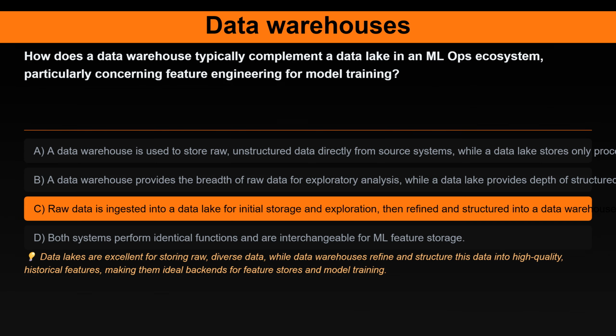The correct answer is, raw data is ingested into a data lake for initial storage and exploration, then refined and structured into a data warehouse to provide high-quality, historical features for ML models. Here's the explanation. Data lakes are excellent for storing raw, diverse data, while data warehouses refine and structure this data into high-quality, historical features, making them ideal backends for feature stores and model training.